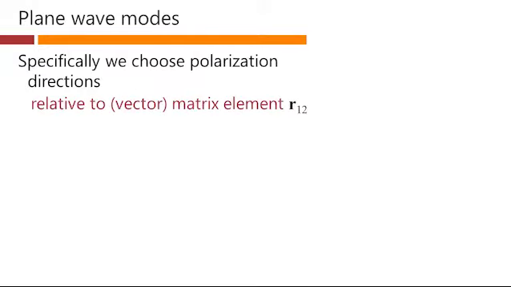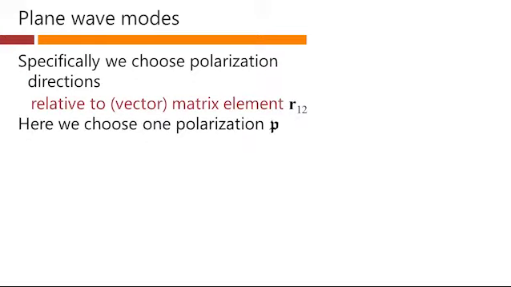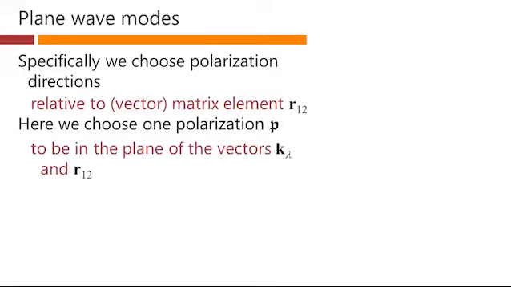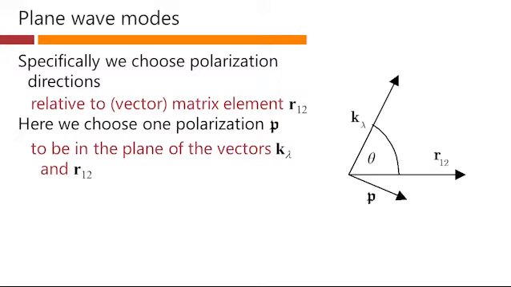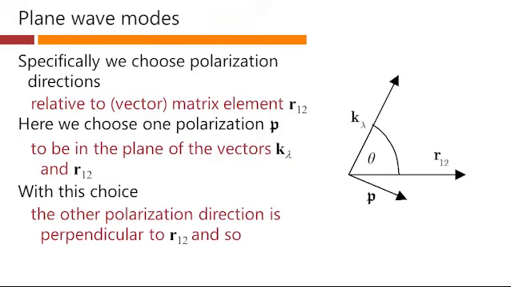Specifically, we're going to choose polarization directions relative to the vector matrix elements R1,2 here. We're going to choose one polarization, which is a vector here written with a Gothic bold P, to be in the plane of these two vectors, the propagation direction and the matrix element direction. So here we imagine we've drawn the propagation wave vector k lambda, and we've also drawn the vector that is R1,2. And we're going to choose one of our polarization directions to be in this plane. It has to be perpendicular to the propagation direction, and we'll choose it to be in this plane. With this choice, the other polarization, which also has to be perpendicular to the propagation direction and perpendicular to this vector, is then sticking out of the plane or sticking into the plane.